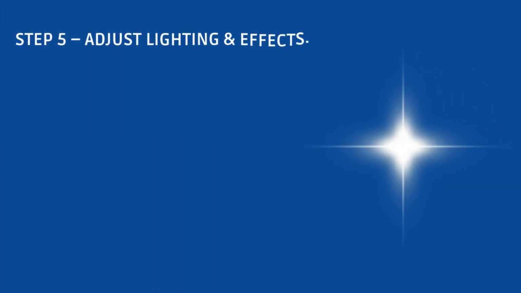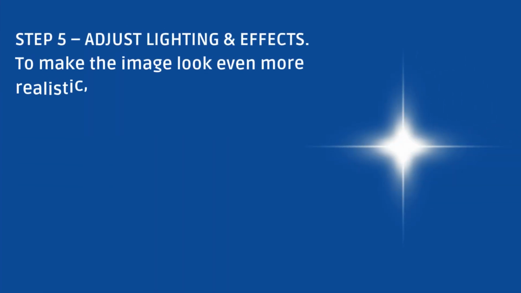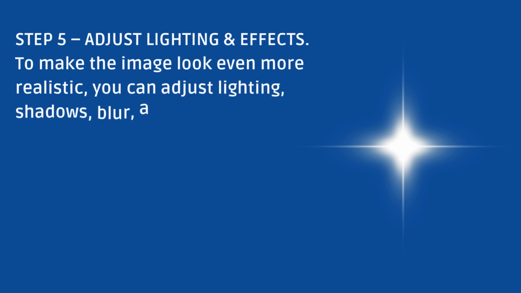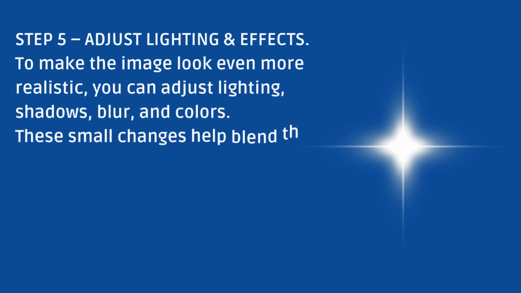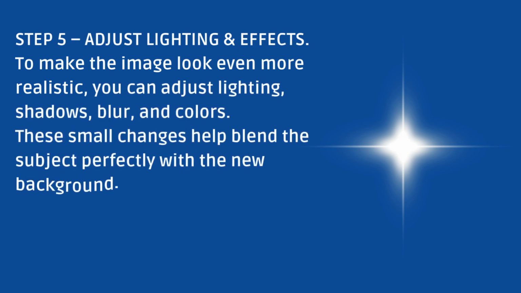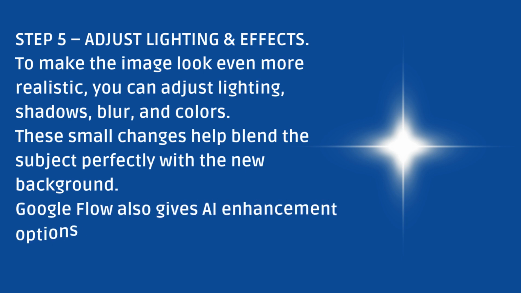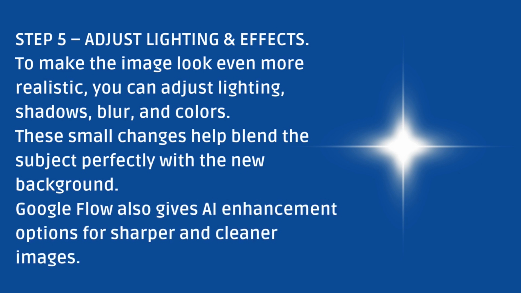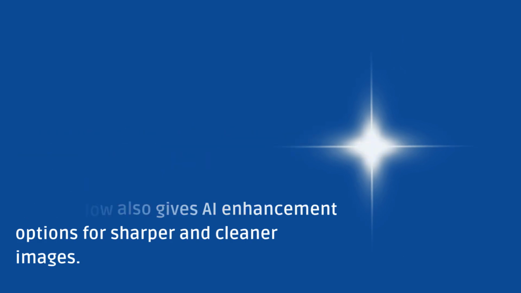Step 5. Adjust lighting and effects. To make the image look even more realistic, you can adjust lighting, shadows, blur, and colors. These small changes help blend the subject perfectly with the new background. Google Flow also gives AI enhancement options for sharper and cleaner images.